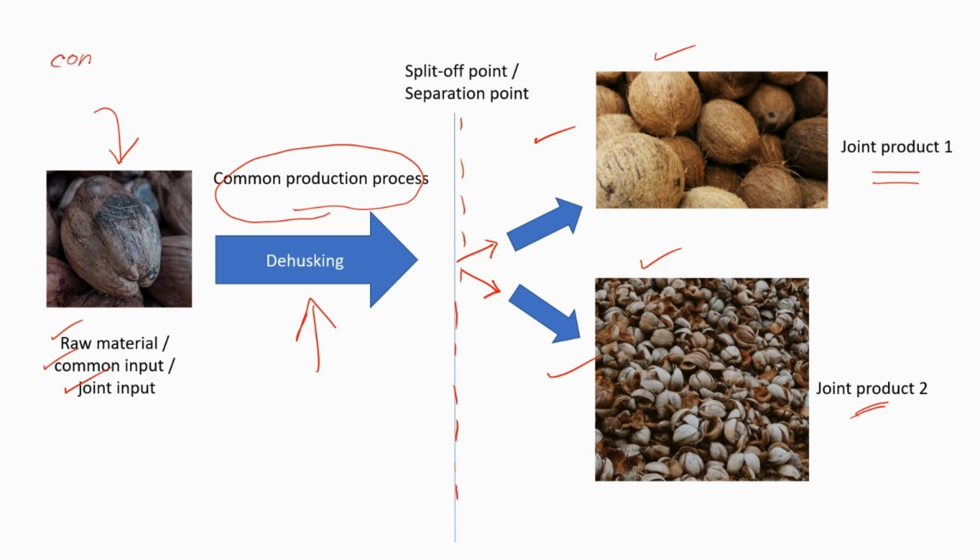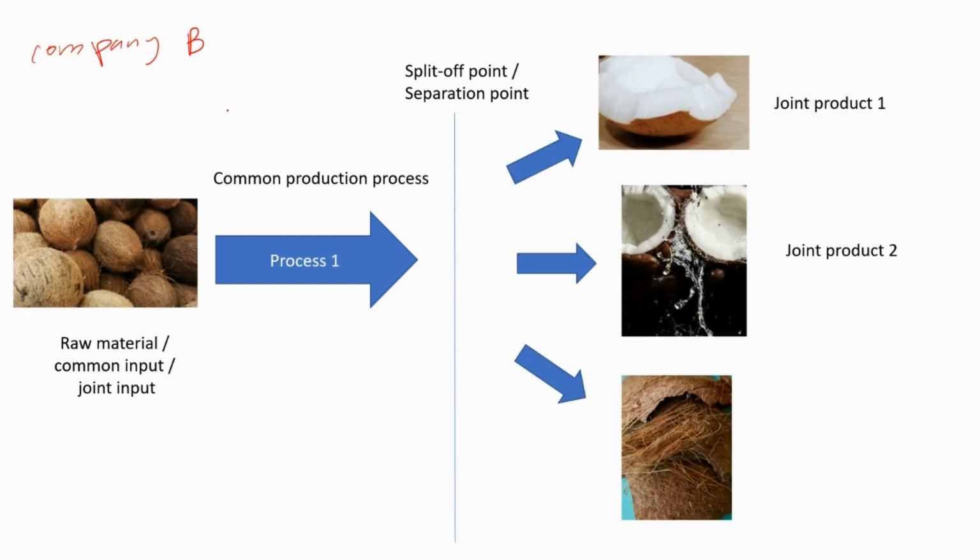So as we discussed earlier, this is company A. They buy coconuts from farmers and they process these coconuts in order to produce dehusked coconuts and coconut husks. And they sell these dehusked coconuts to company B. Now let's discuss the joint manufacturing process of company B. So company B buys dehusked coconuts from company A. So this is the raw material. This is also known as the common input and this is also known as the joint input.